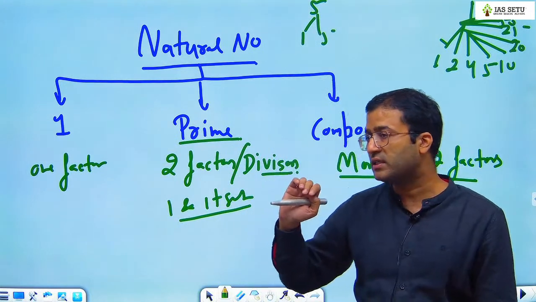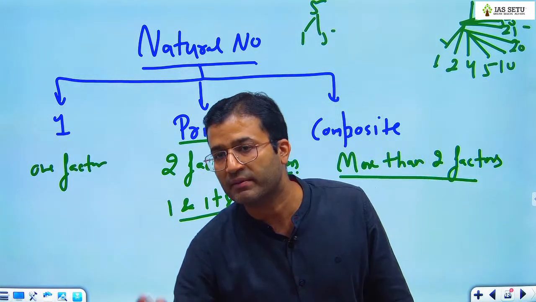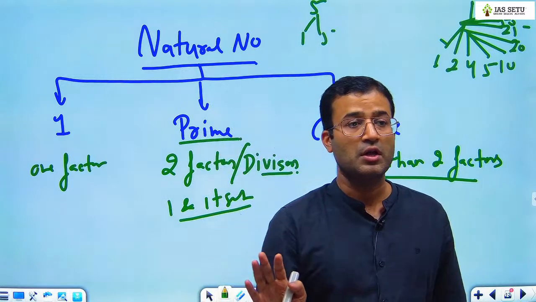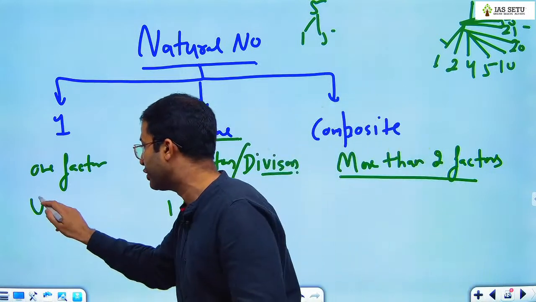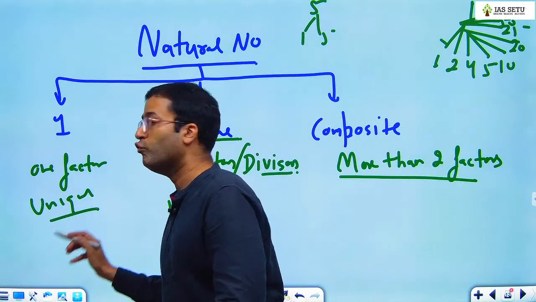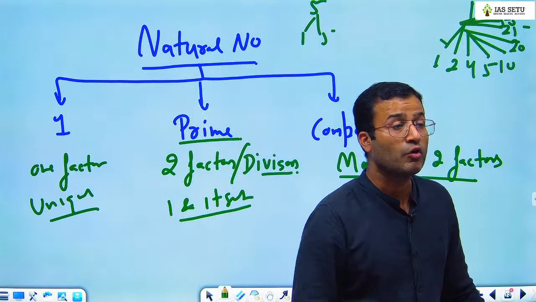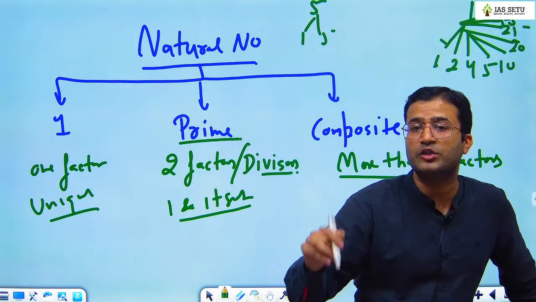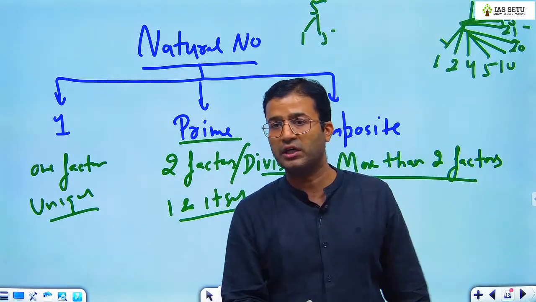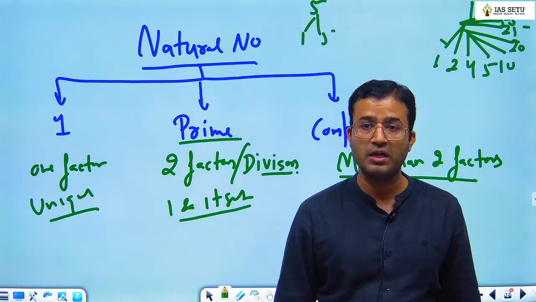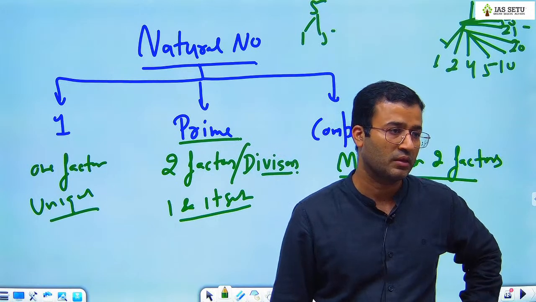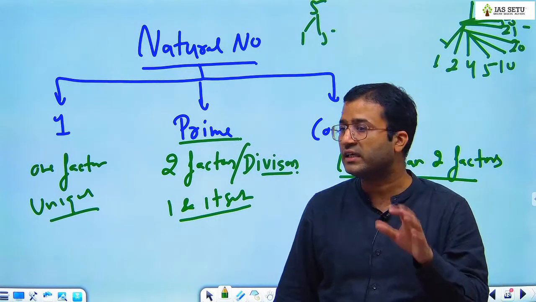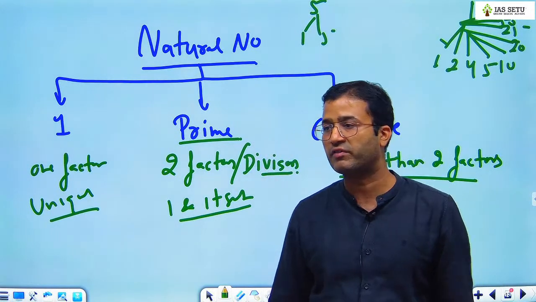And some students ask, sir, can we consider one as a prime number? No. One is neither prime nor composite, one is unique. One जैसा कोई नहीं. One is the only natural number that exists in the world which has exactly one factor. Can you tell me any other natural number which has only one factor? Do you have any other natural number which has exactly one factor?